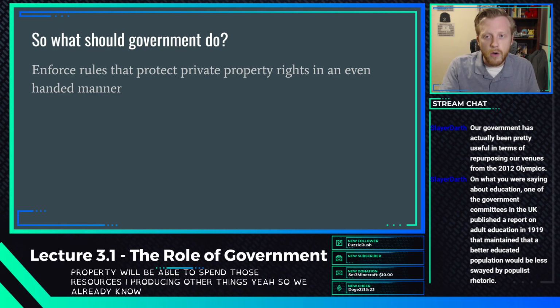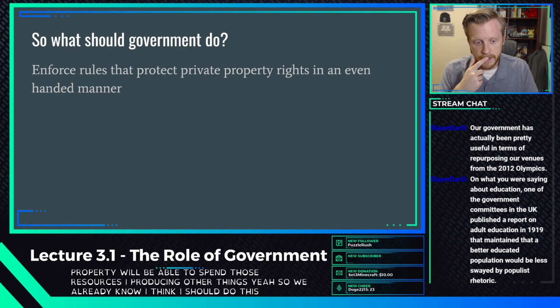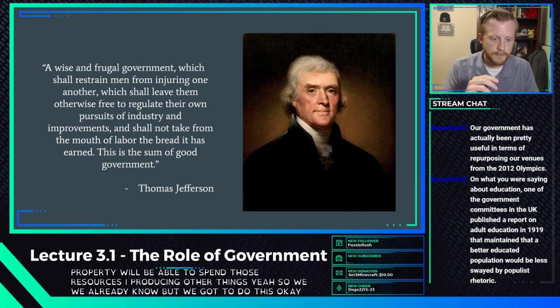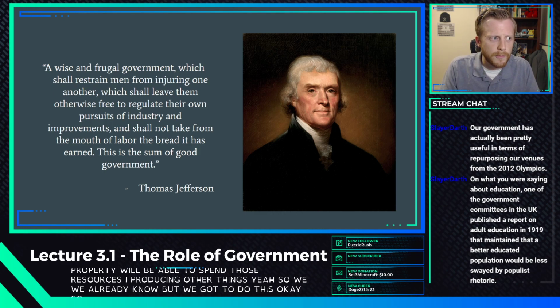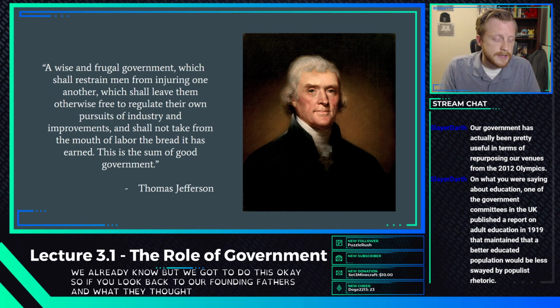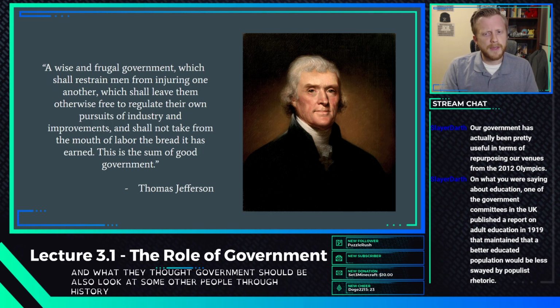So we already know that the government should do this, okay? So if we look back to our founding fathers and what they thought government should be, we'll also look at some other people throughout history. They have some pretty decent quotes, okay?